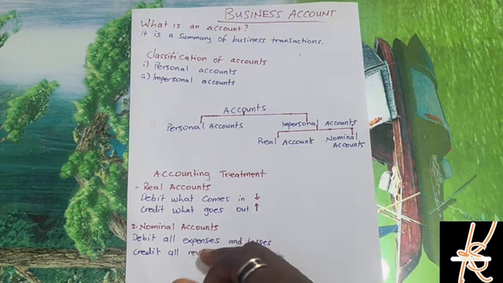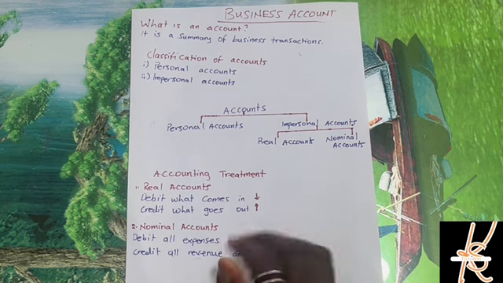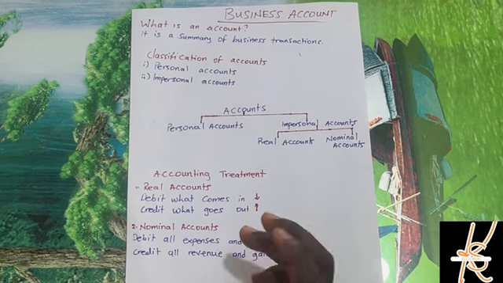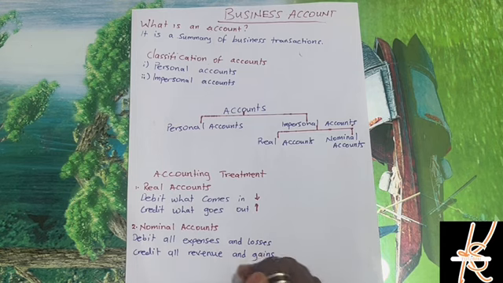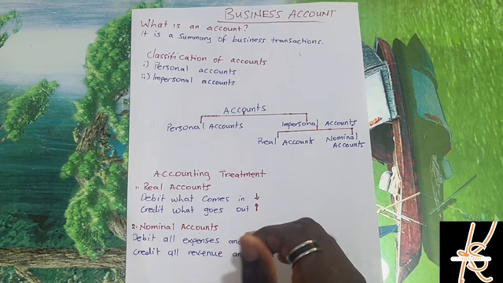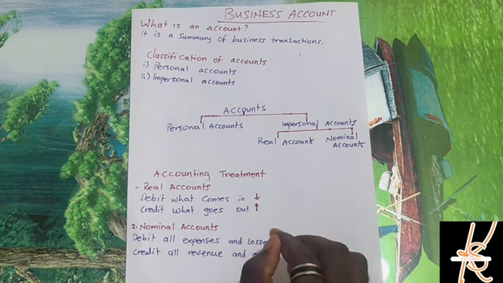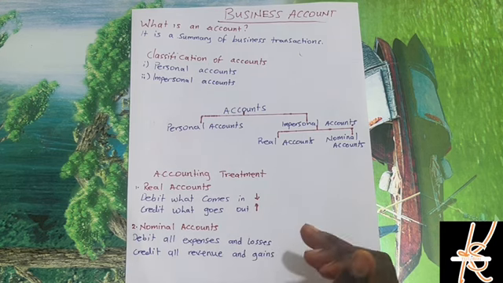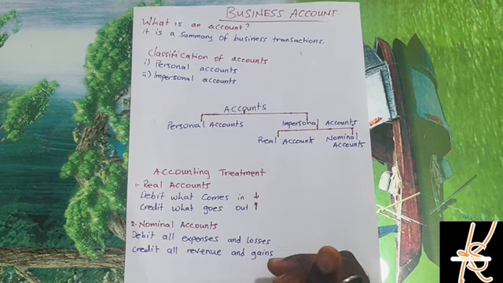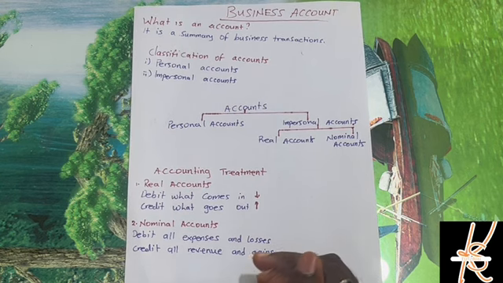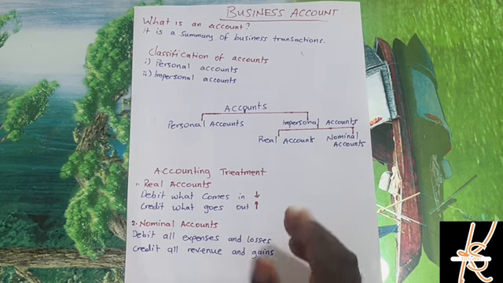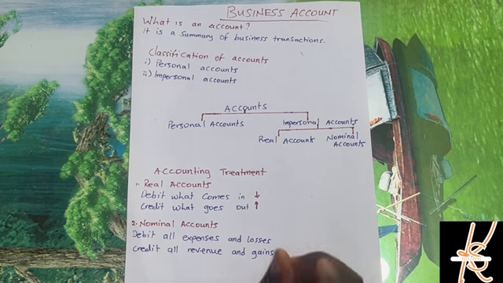Okay, so let's go to the nominal account. Under the nominal account, we debit expenses and losses. So whatever losses the business has are supposed to be debited. Let's say we have purchases. Purchases is an expense. So what do we do to purchases? We have to debit purchases whenever purchases increase. Whenever it decreases, we have to credit it.